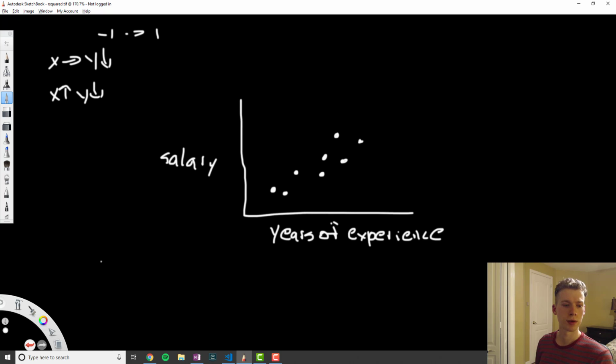If I were to draw a line right here, let's say this is our mean. The mean is the average, so we take the sum of all the different salaries and then we divide it by the total number of samples. Here we have 8 data samples, each of these representing a person.